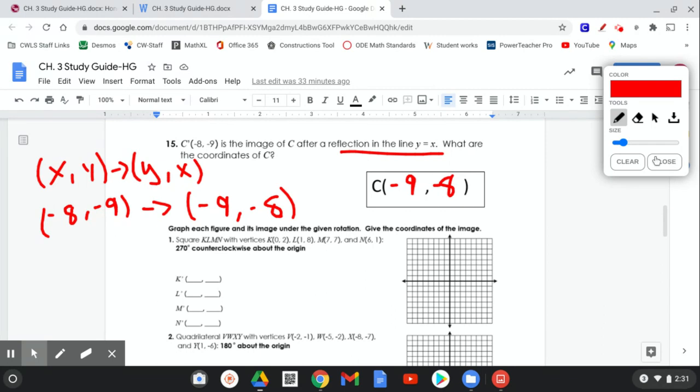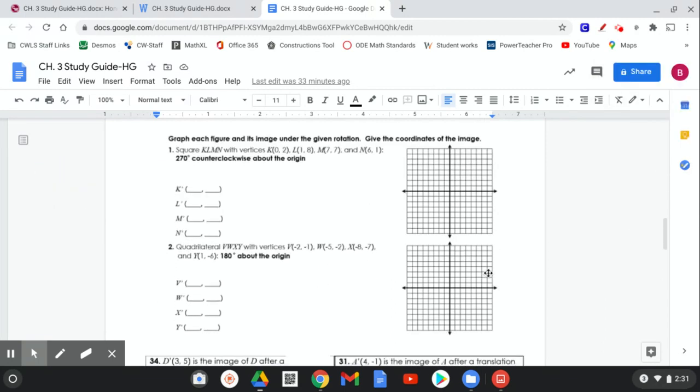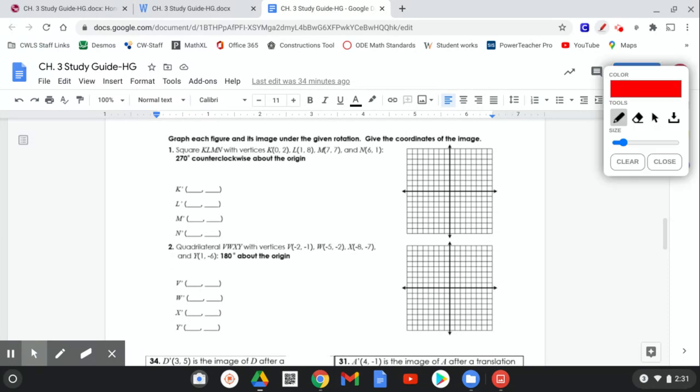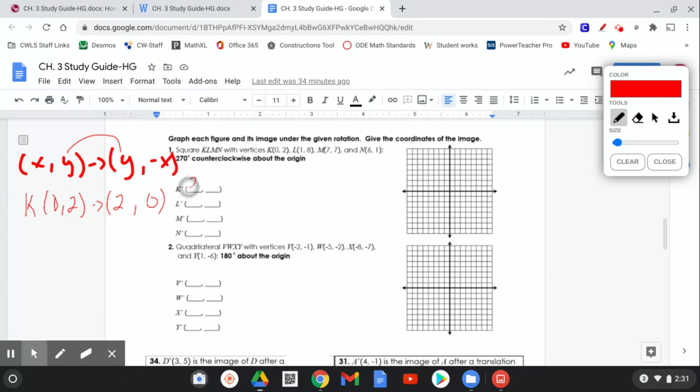Then moving on to the next ones. This is where we're just going to use the rule for 270 degrees counterclockwise. So that is going to be (x, y) to (y, -x). So we're changing the sign on that x coordinate. So for this, if we start out with K and we have (0, 2), we're going to change that to 2, because we put the y right there. And then 0 never changes its sign because 0 is neither positive nor negative. So we just leave it as (2, 0).